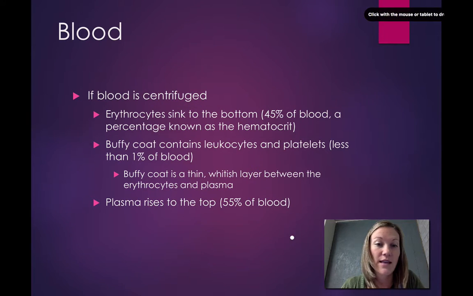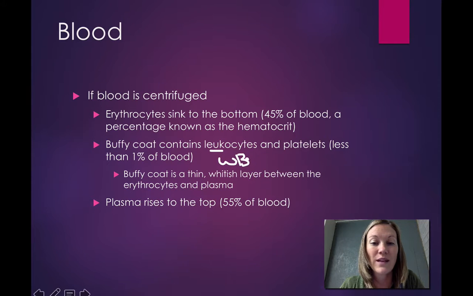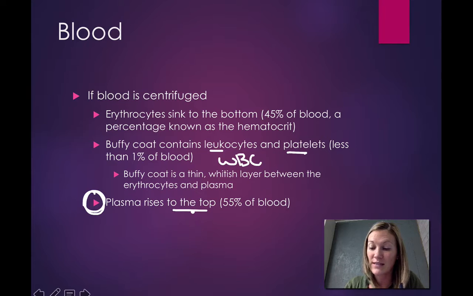The other thing is that the buffy coat contains leukocytes. Leukocytes are white blood cells, as well as platelets, which are cell fragments. The buffy coat is a thin whitish layer between the erythrocytes and the plasma. And then the last one is the plasma, which rises all the way up to the top, and it makes up 55% of the blood.